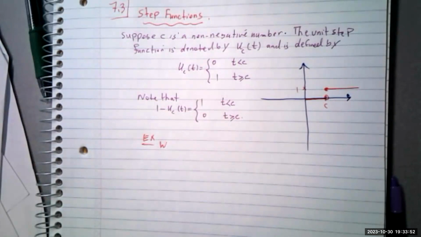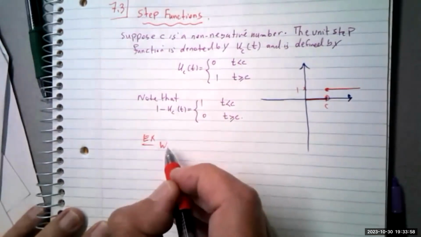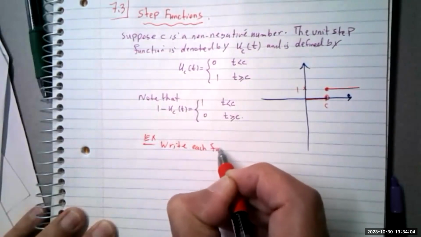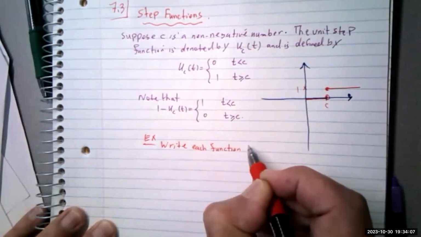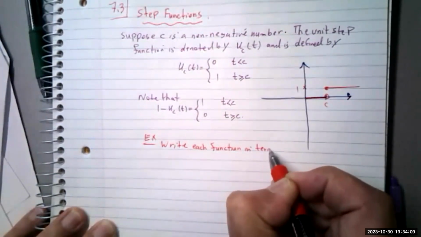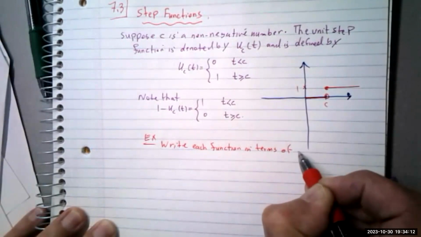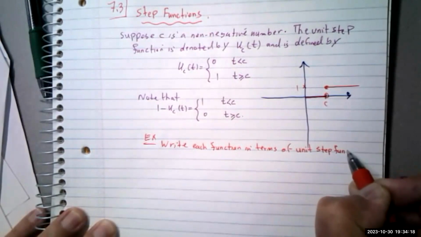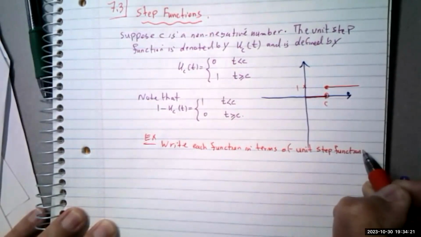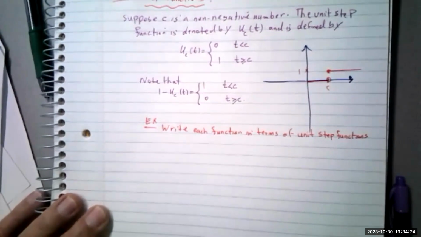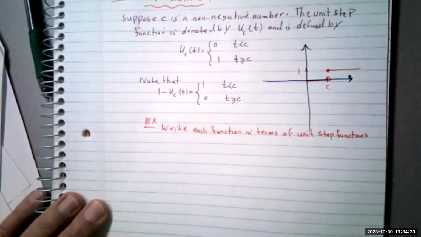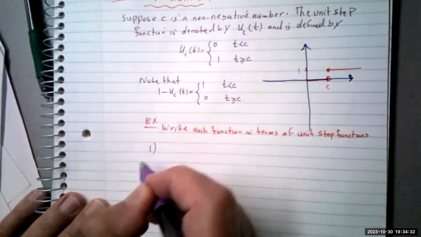Okay, so let's see how we're going to write some functions with this notation. I would like you to write each function in terms of a unit step function, using this notation that we talked about, because this is the way we are going to do it when you get the Laplace transform. Okay, are you ready? The first one.